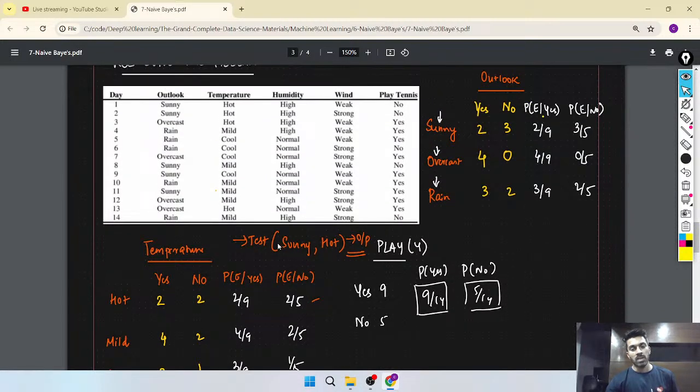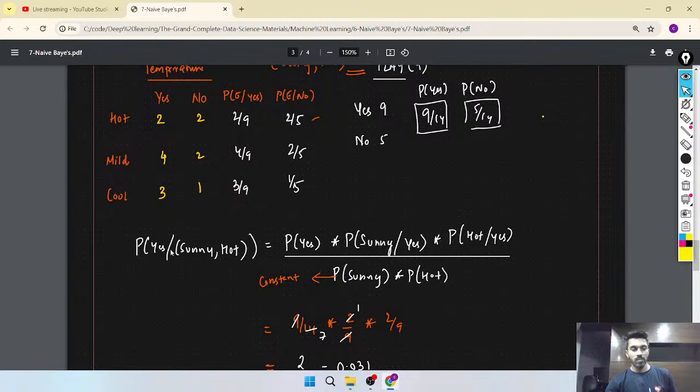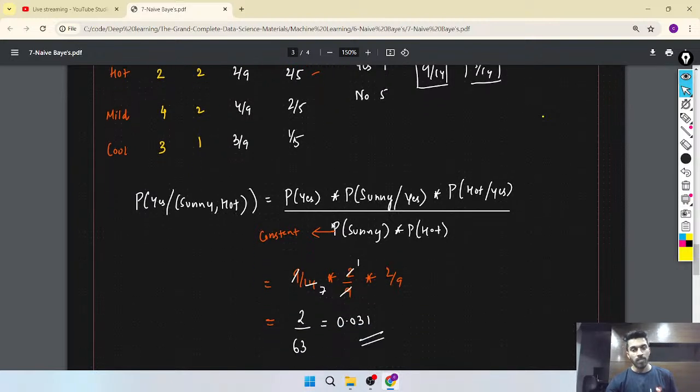And now you have to test: if the outlook is sunny and temperature is hot, then will the player play or not? You have to calculate this, for both yes and no. So you have to calculate the probability of yes given sunny and hot. Apply this formula: probability of yes times probability of sunny given yes, times hot given yes, divided by probability of sunny times hot. The denominator is a constant term.